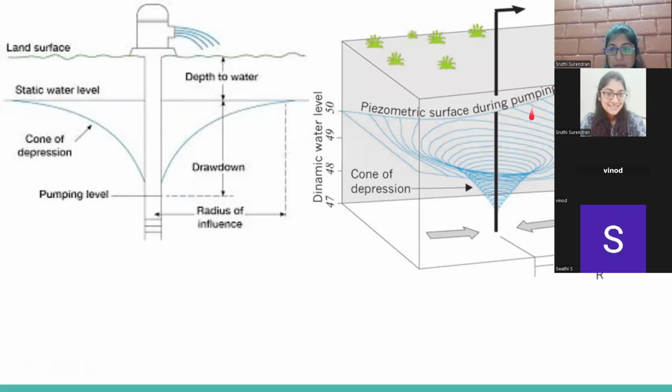So this is also one other diagram that can help you in understanding this cone of depression and radius of influence and area of influence of a well.